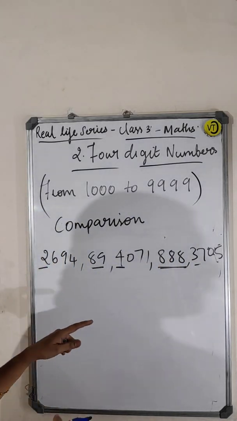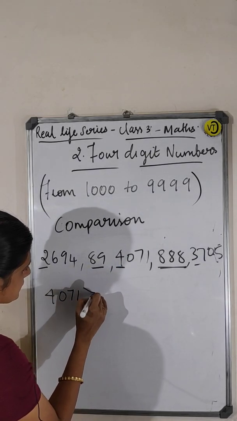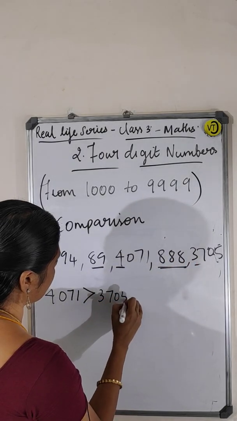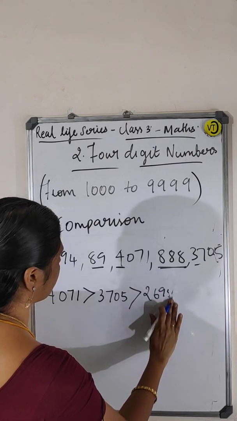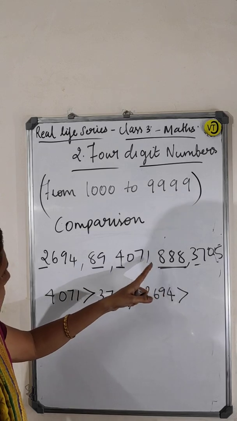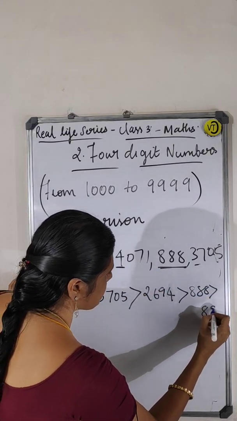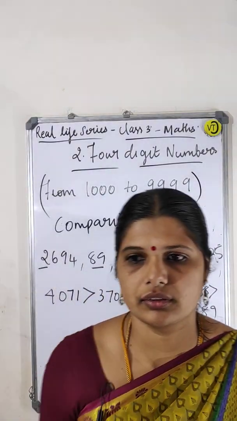So I want to compare the leftmost digit, the 4 only it is, 4071 is greater than. The next number is 3705. Then 2694. Then 3-digit, 888. Then last is 89. So I have written it in this decreasing order. Okay.